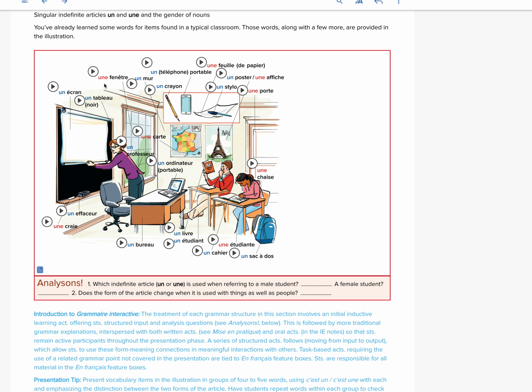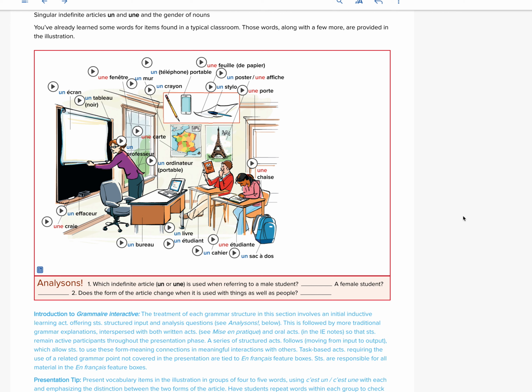Une. It's not nasal. Une. So let's pronounce the feminine words. Une fenêtre. Une feuille de papier. Une affiche. Une porte. Une chaise. Une étudiante. Une craie. You see how all of these words end in an E?